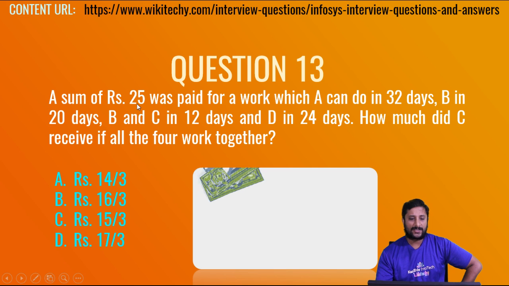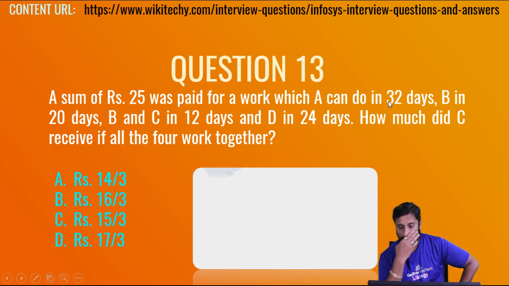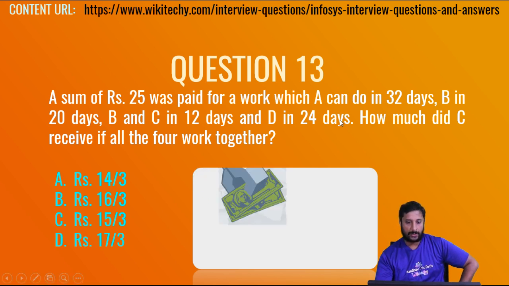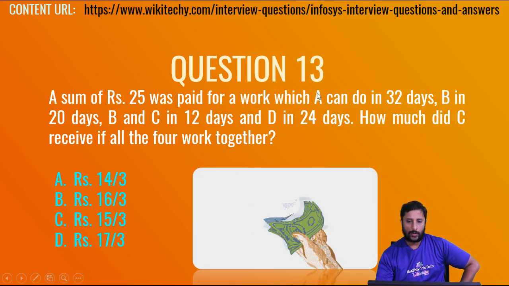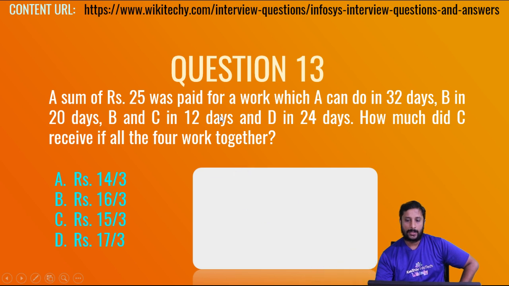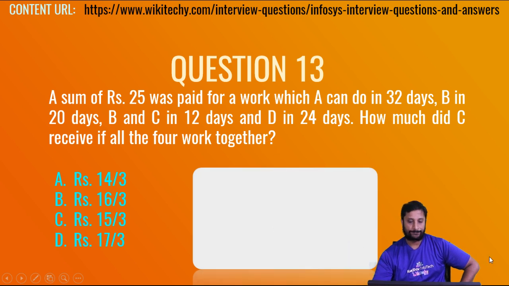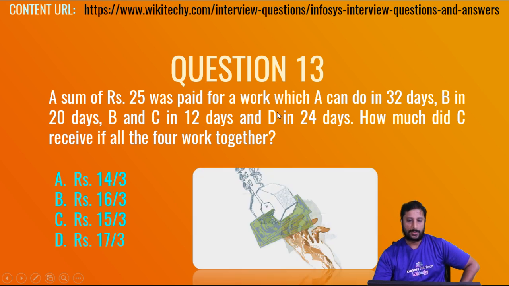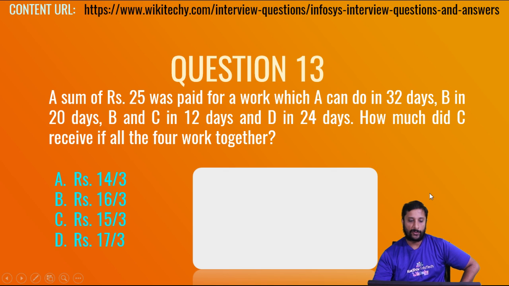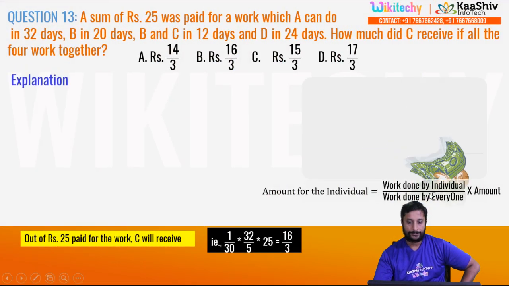A sum of rupees 25 was paid for a work which A can do in 32 days. So he took 32 days to finish a work. B can do it in 20 days, B and C in 12 days and D in 24 days. How much will C receive if all four work together? That's the question. The total amount is 25 rupees. This is a complicated problem.